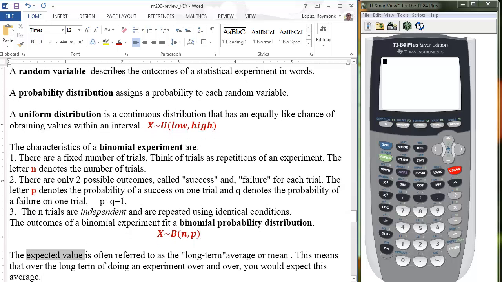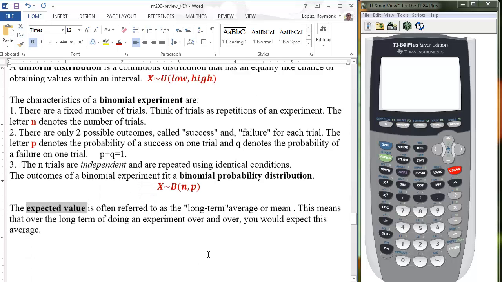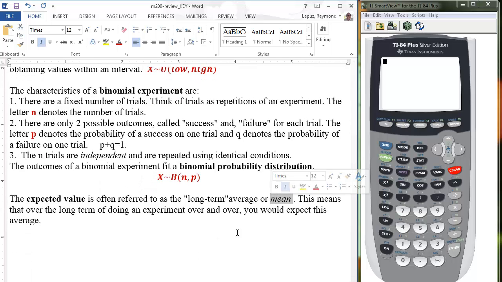Okay, so our expected value is really the mean. Alright.